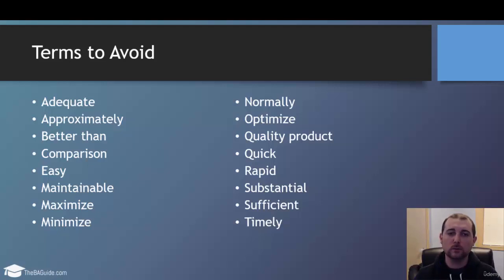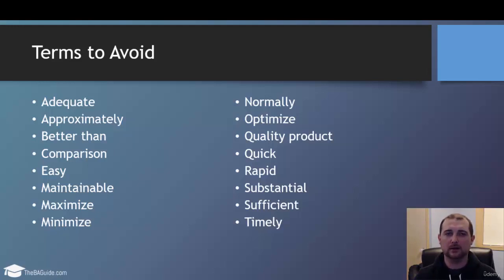Don't use them. Normally. No. The system should normally do this. No. You need to say what it needs to do every time, not what it could possibly do normally. Optimize. You need to say what optimize is. Quality product. That's so general. Don't use quality product. We want this to be a quality product. Okay? Say it in more specifics. What makes a quality product?